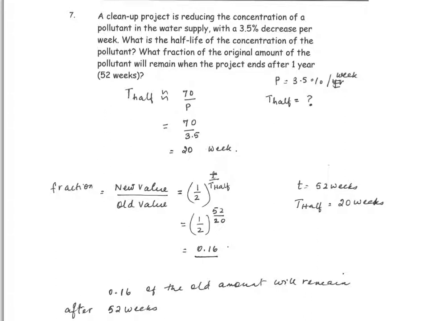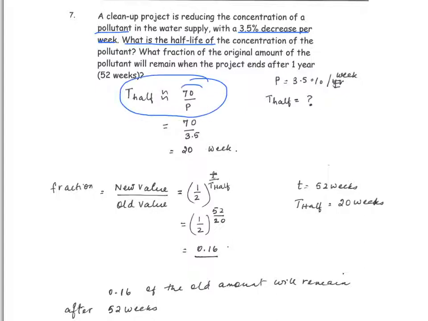So another example of exponential decrease or decay. A cleanup project is reducing the concentration of pollutant. We're trying to reduce the concentration of pollutant in the water supply, and it reduces by a fixed percent every week, which is 3.5%. What is the half-life of the concentration of the pollutant? What fraction of the original amount of pollutant will remain when the project ends in 1 year? So first, we need to figure out the half-life. Remember the formula for half-life.